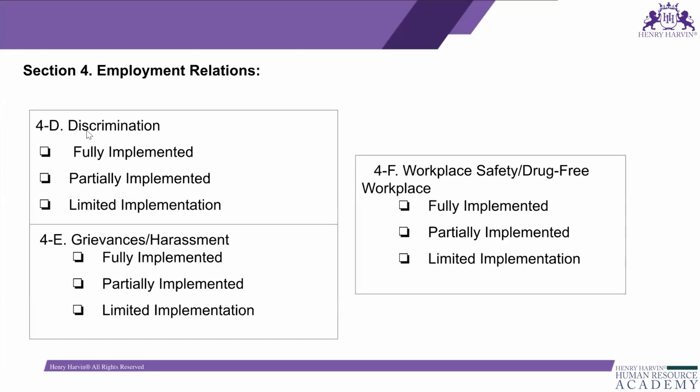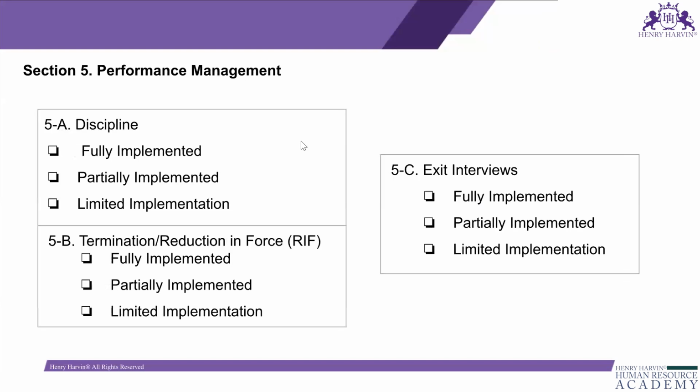So if you have a discrimination policy, means what are all the policy that is fully implemented, what are all the policy that is partially implemented and limited implementation. For discrimination, for grievance and harassment, workplace safety, drug-free workplace. So these are all the policies. In that policy, you have to maintain a checklist. What are all the policy you are fully implemented, what are all the policy you are partially implemented, and what are all the policy you are limitedly implemented. So like this, you have to maintain the checklist.